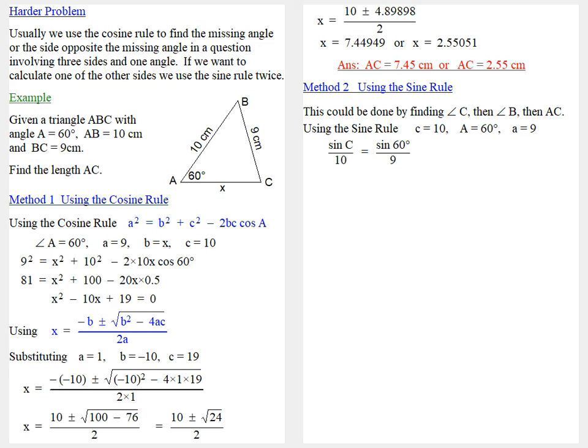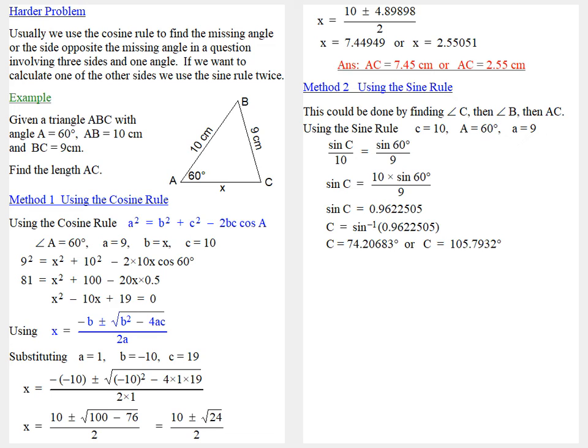So sine C over 10 equals sine 60 over 9. Multiply both sides by 10. Sine C is 10 times sine 60 over 9, which works out to be 0.9622505. And if we take the inverse sine of that, we get C is 74.20683 degrees. But when we take the inverse sine, we can also have 180 minus that. So C can equal 105.7932 degrees.